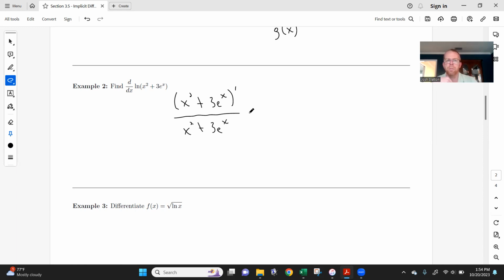And now we can just take the derivative of the top. So of course, the derivative of x squared is 2x. The derivative of 3e to the x is 3e to the x, and leaving the bottom the same.